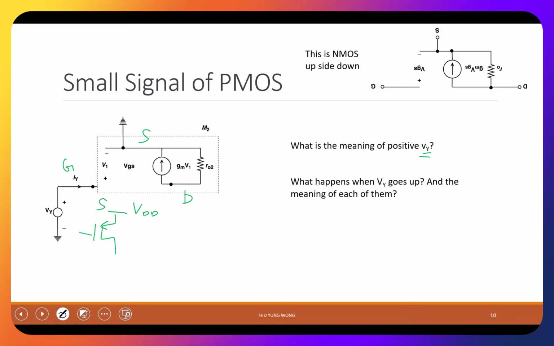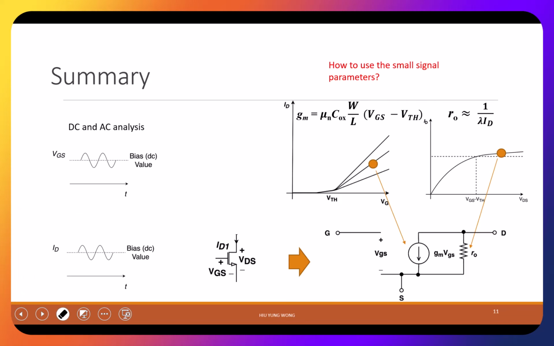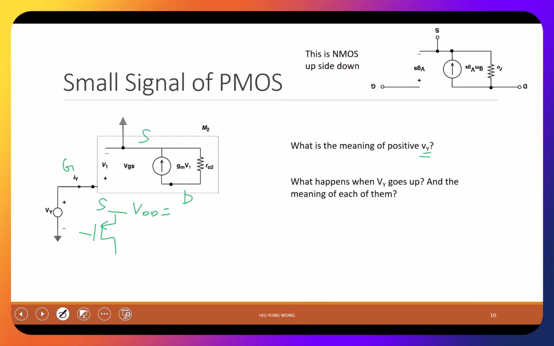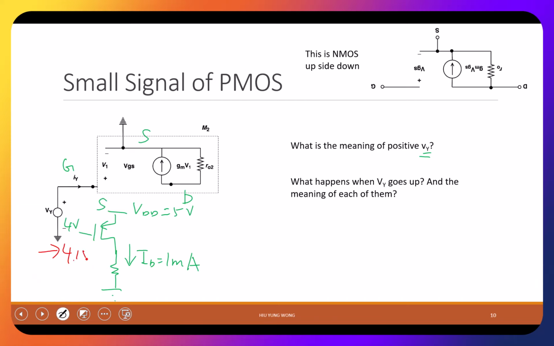So what can it be? Maybe this is, let's say, 5 volts, and this is 4 volts. The gate is at 4 volts, and then you have a current. Let me make this clear. I have an ID equal to 1 milliampere. Let's not think about small signal or whatever. My question to you is, I have 4 volts at the gate. If I change it to 4.1 volts, what happens to my current? Is it larger or smaller?